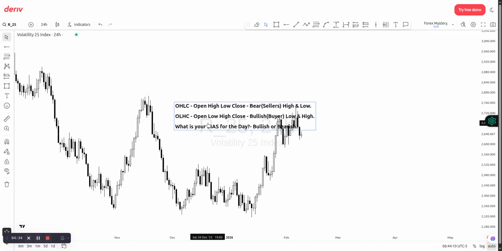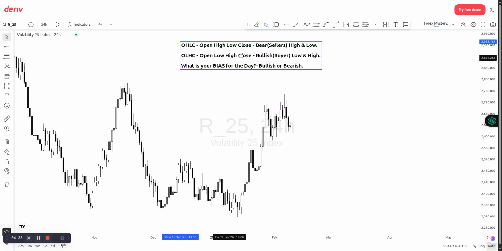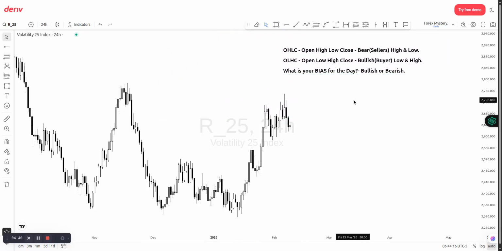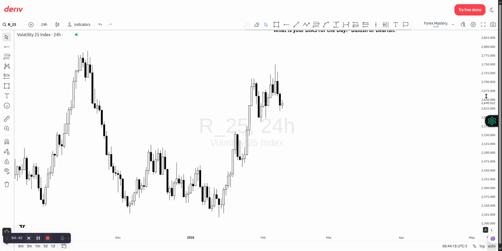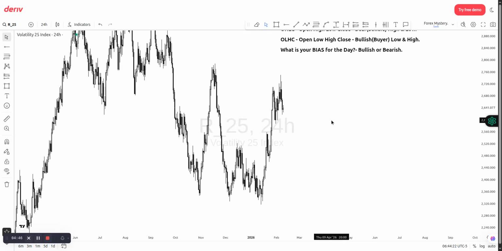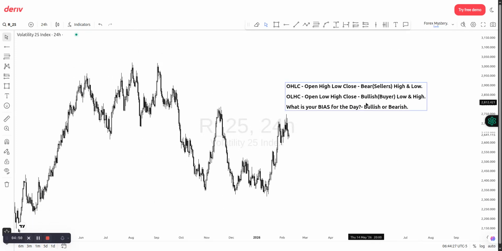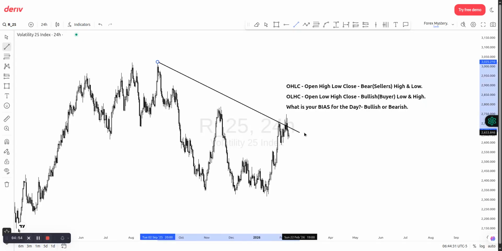Now we are using the Volatility 25 index, so we have to keep this one aside. From a higher time frame, we can find our bias. Looking at the trend, let's use the beginner aspect, which is number one, trend line plotting. You find out that you're bearish.